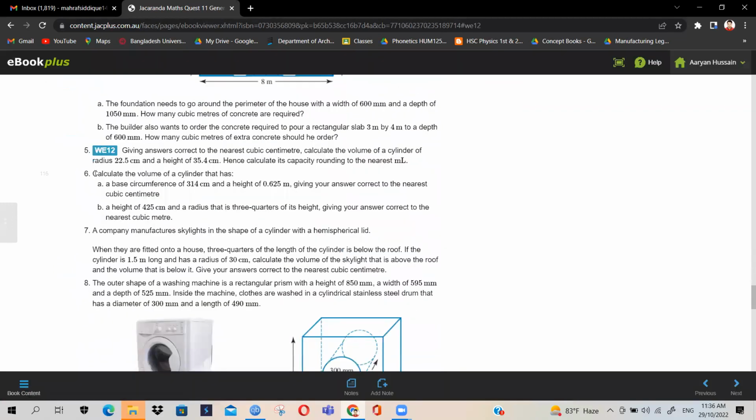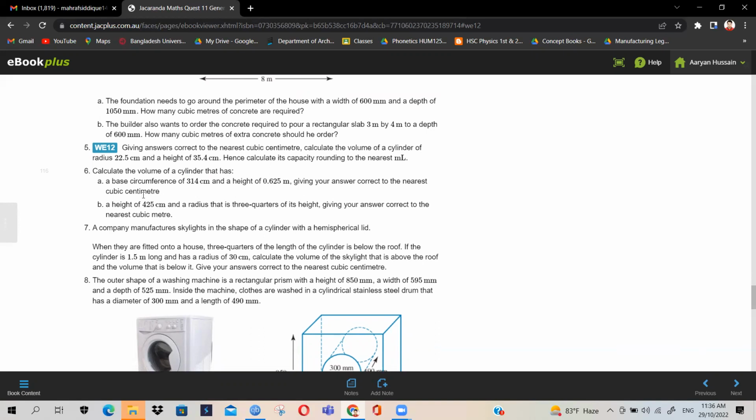Calculate the volume of a cylinder that has a base circumference of 314 centimeters and a height of 0.625 meter, giving your answer correct to the nearest... So from the base circumference, you will calculate the radius, and the rest is just like calculating volume. Again, this is easy as well.